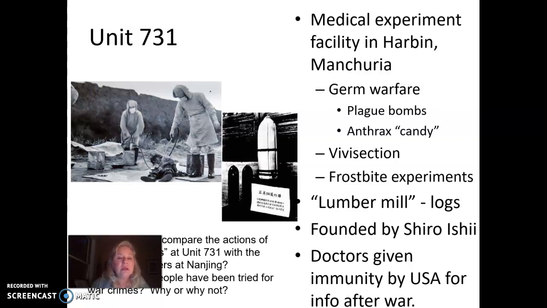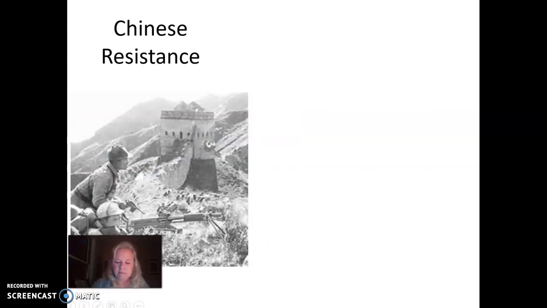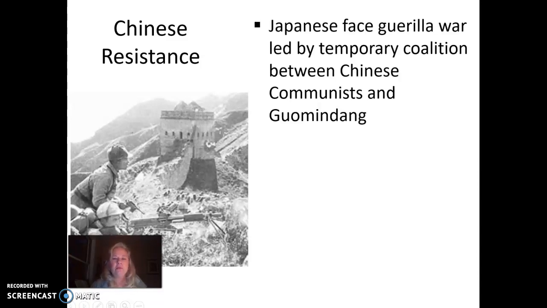There is a reading, I believe, attached to the reading that you have on Unit 731. You do not need to read about it. If you want to, that's something that you can do on your own. All right, let's move on from that. Chinese, they try to resist, but it's not going to go very well for them.